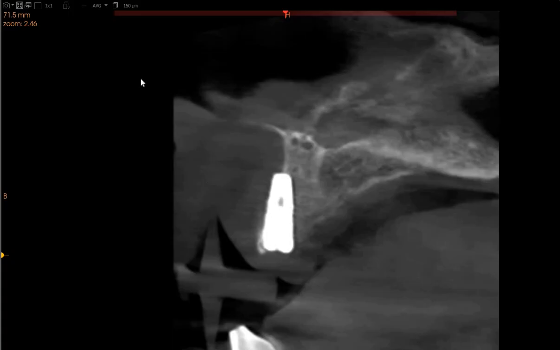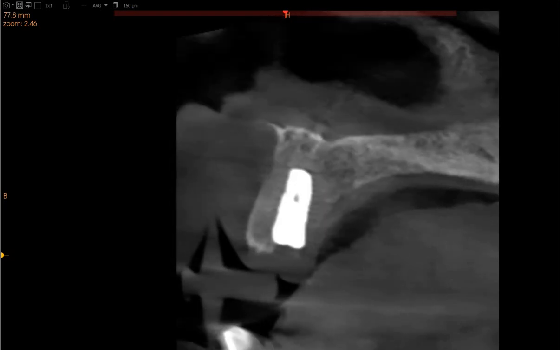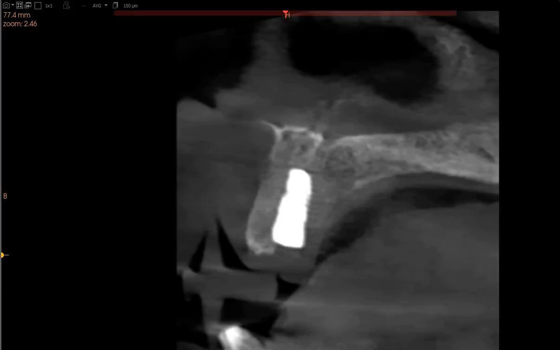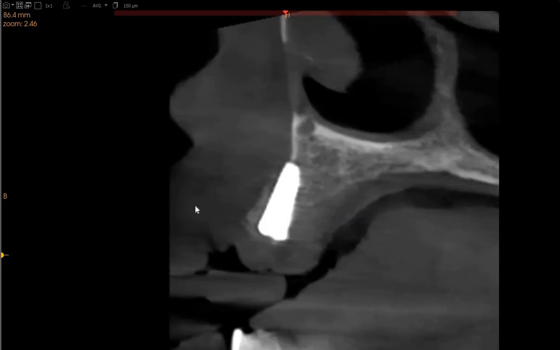Again, placed slightly buccally. You can see that there is loss of buccal plate here, but good bone around the crest of the collar of the implant. This is the bone on the upper left lateral central incisor region. Again, excellent bone all around, palatally as well as buccally. This is the upper left canine region.